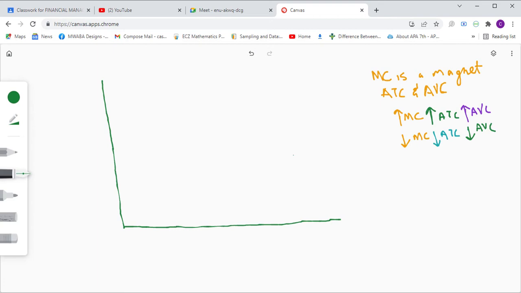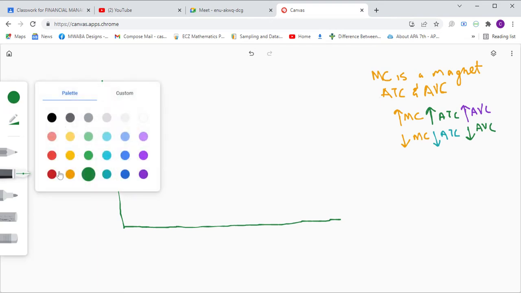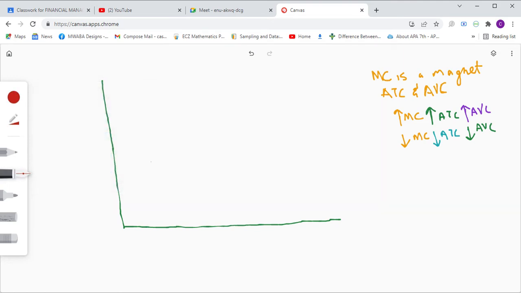We're going to start with our marginal cost. Remember, our marginal cost is the additional cost we incur by producing one more unit. Okay. So our marginal cost graph is always going to be like this, like the Nike sign. Okay.